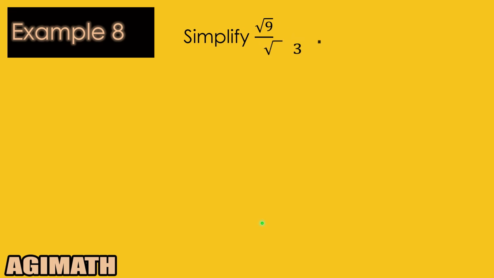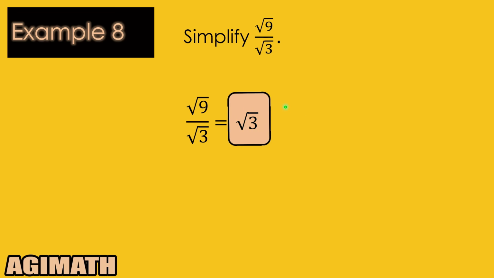Last example. The most difficult example. Simplify square root of 9 over square root of 3. So before you rationalize, you analyze first. Square root of 9 over square root of 3. In this case, we don't need to rationalize. Why? Because we can divide 9 by 3. So 9 divided by 3 is equal to 3. And we have square root of 3, and that's it.